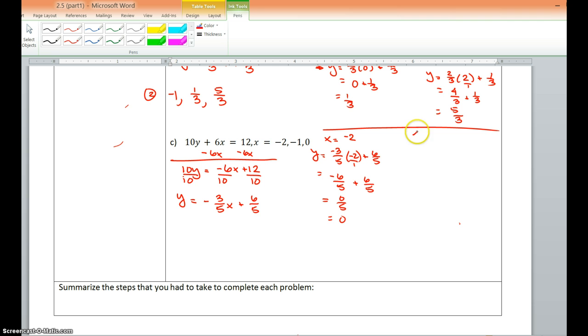The next one is x equals negative 1. So plugging in, y is equal to negative 3/5 times negative 1 plus 6/5. Negative times a negative makes this positive 3/5 plus 6/5, which is equal to 9/5. One more time, but this time it's my easiest number. So I have y is equal to negative 3/5 times 0 plus 6/5. Negative 3/5 times 0 is 0, which is great. So I'm just left with 6/5.